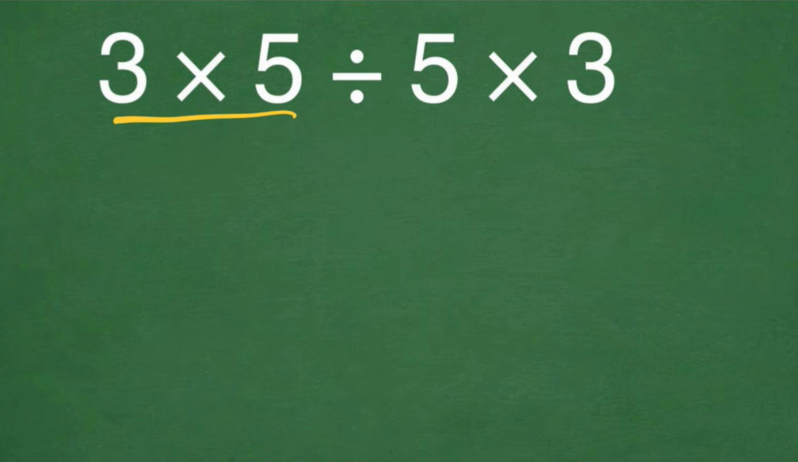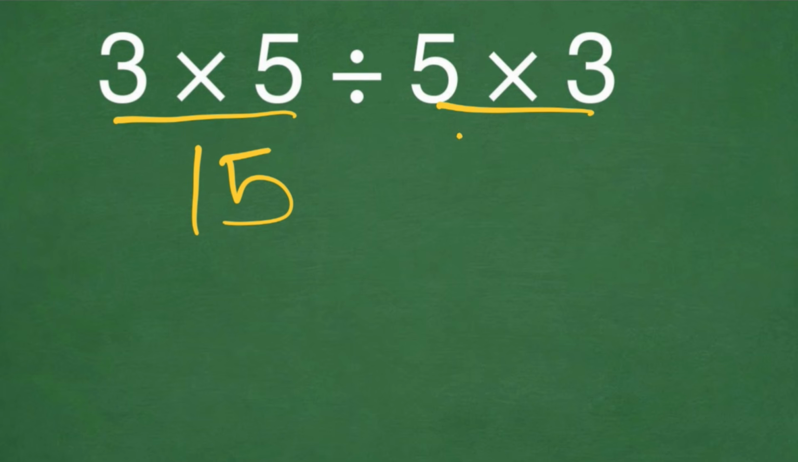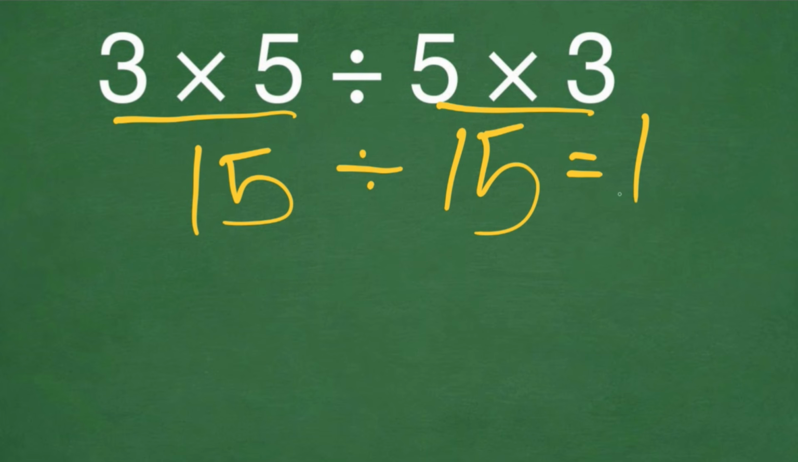3 times 5 gives us 15. And again, here we have 5 times 3, which again gives us 15. And 15 divided by 15 is equal to just 1. But this answer is not correct.